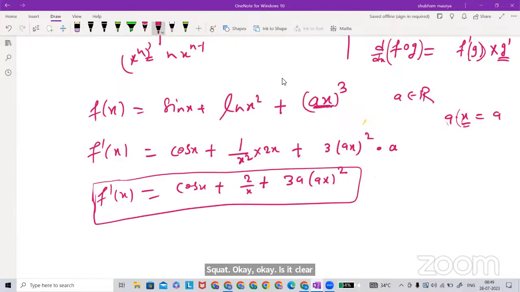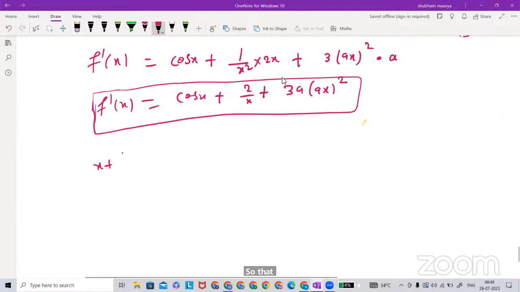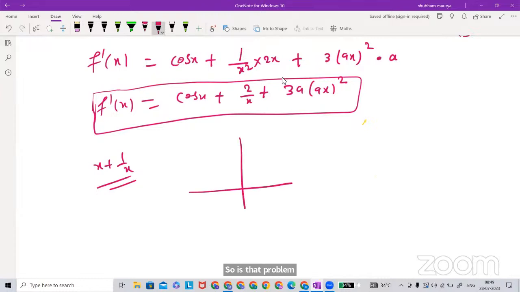Yes, sir. Yes, Prayas, do you have some doubt? Sir, Exercise 7.1, question number 11. What is the doubt? Sir, I am unable to draw the graph of x plus 1 by x. So is the problem asking for drawing the graph or something else? Sir, the question asks whether the function is injective or not.